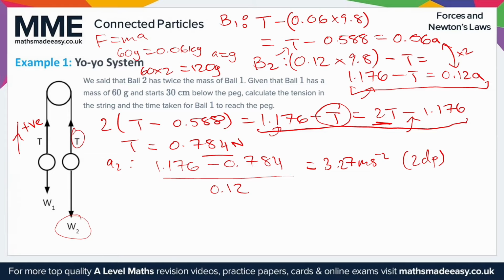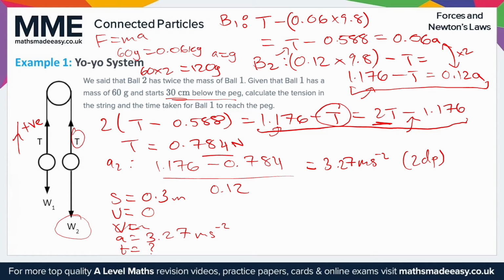That's also going to be the acceleration for ball 1, because they have the exact same acceleration, just in opposite directions. So using SUVAT, we can figure out how long it takes for it to reach the peg. S has got to go 0.3 meters, because it says it starts 30 centimeters below the peg. U is going to be 0, because it's starting from a dead stop. V, we don't know and we don't care. A, we know is 3.27 meters per second squared. T, we don't know, but that is what we're trying to find.